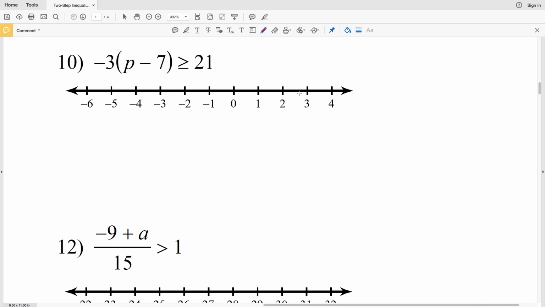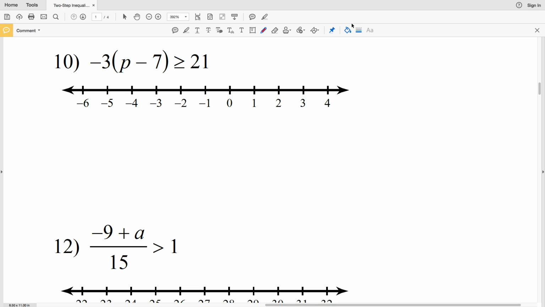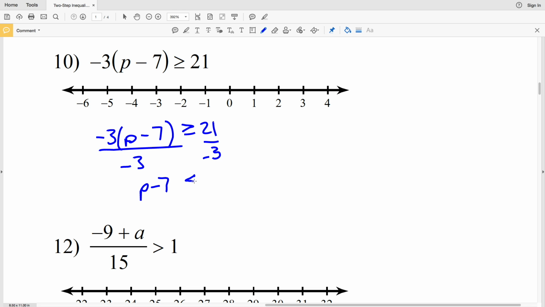Number 10, we have negative 3 times p minus 7 is greater than or equal to 21. I know that 3 can go into 21 evenly, so I'll start by dividing by the negative 3. Again, since I'm dividing by a negative, I'm flipping the inequality. So I'll have p minus 7 on my left is now less than or equal to 21 divided by negative 3, which is a negative 7. I'm going to add 7 to both sides to get that p is less than or equal to negative 7 plus 7, which is 0, as my solution to this inequality. So I'm going to circle, fill in the 0, and then shade everything to the left.